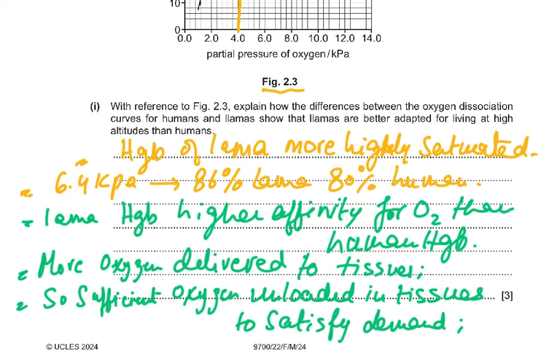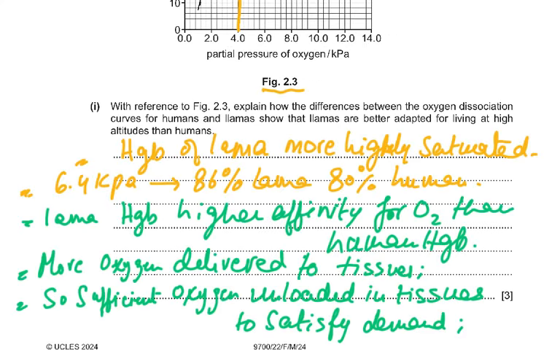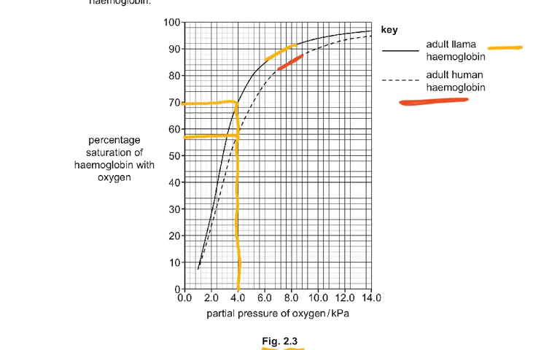to satisfy the demand. Then it says sketch a curve on figure 2.3 to show the effect of an increased carbon dioxide concentration on the percentage saturation of adult human hemoglobin with oxygen. Now this is of course the Bohr shift. So you'll draw a curve to the right of the human dissociation curve. So in this graph, all you had to do was draw a curve which was to the right. So you just have to make it a little more to the right, and then slowly it should reach there.